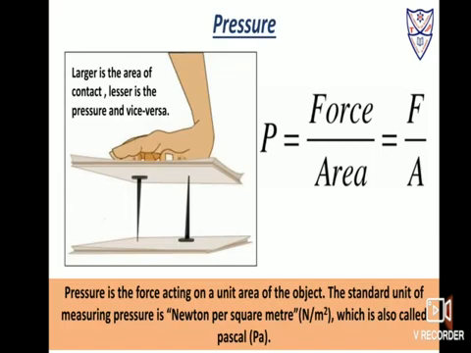The standard unit of measuring force is Newton, that is capital N. And the standard unit of measuring area is square meter, or meter square. So the standard unit of measuring pressure is Newton per square meter, that is N/m², which is also called Pascal.